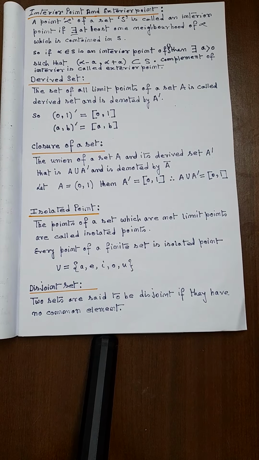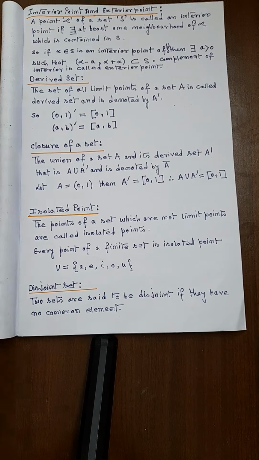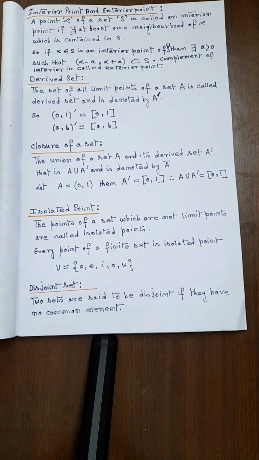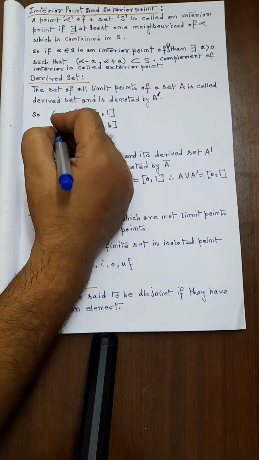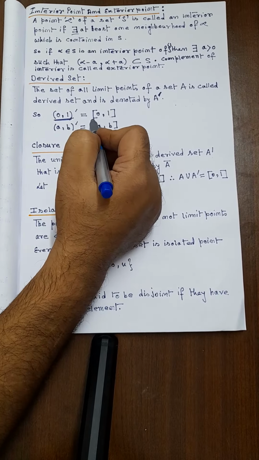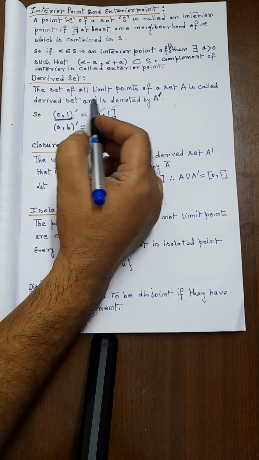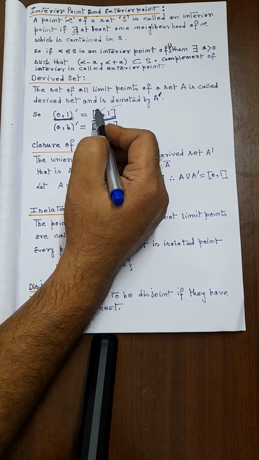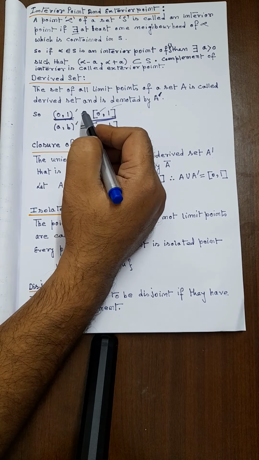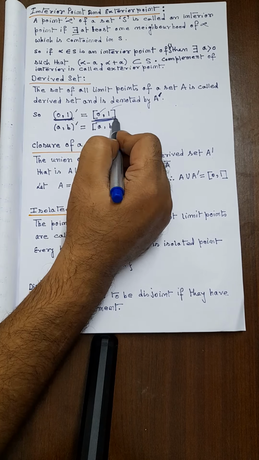Okay, now what is a derived set? The set of all limit points of a set A is called the derived set and is denoted by A dash, like this, A to the power dash. So for the open interval (0, 1), what will be the derived set? The derived set will be the closed interval [0, 1] because it includes the limit points 0 and 1, right? The open interval itself has no limit point.